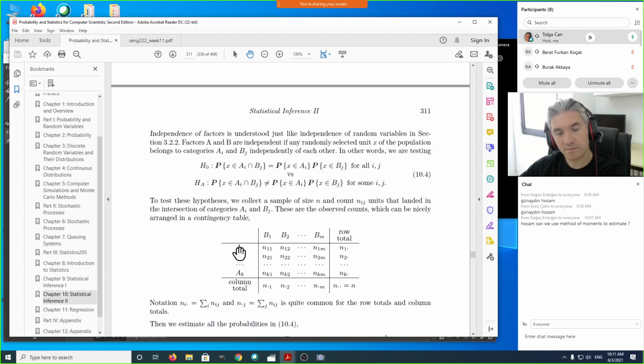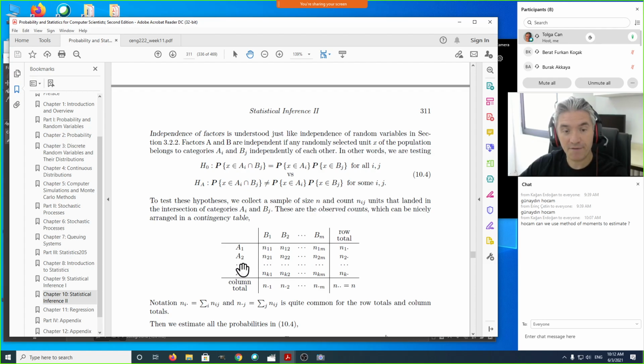The values of A are divided into K different regions. The values B can take are divided into M different regions. So we have an M times K table. And N is our total number of samples. Each of these table cells shows some mutually exclusive event, and their summation is exhaustive. They are all of our sample.